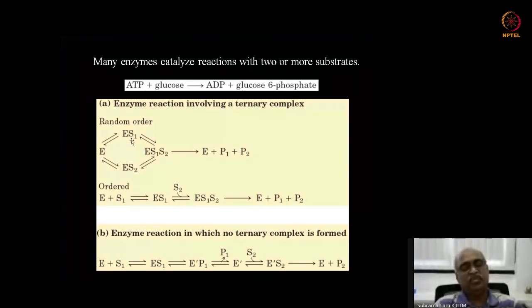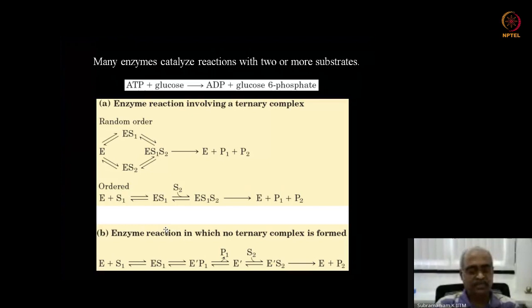One where the enzyme combines with the substrate in either order. S1 could bind first or S2 could bind first, and then you have the ternary complex formation. Or instead of being random, where S1 or S2 can bind first and the other one binding second, it may be ordered, where one substrate binds first and only then the second substrate binds to form the ternary complex. This is called an ordered reaction. So these are the two ways, random order and ordered, in which ternary complex formation happens.